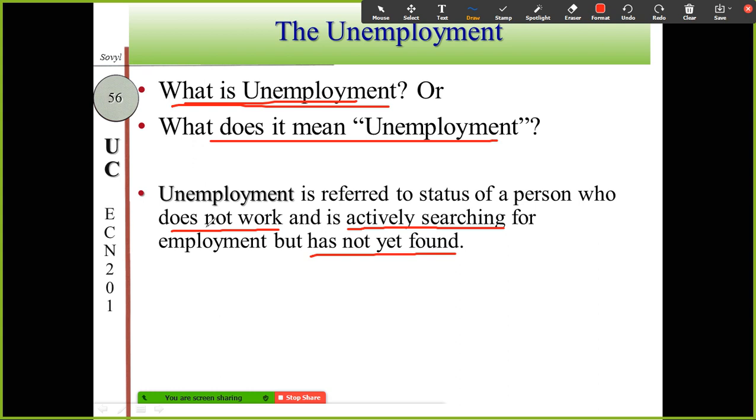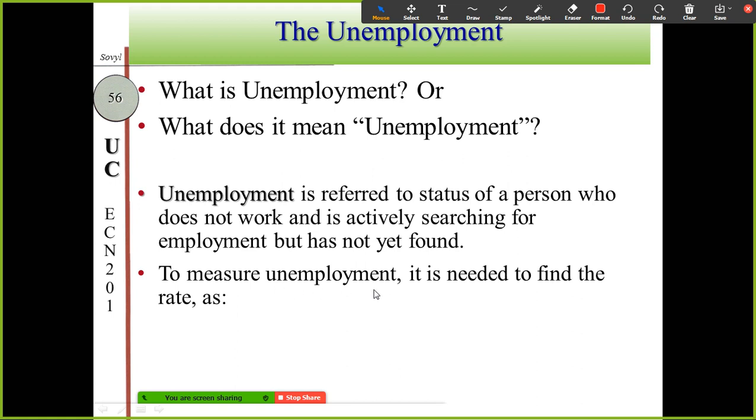In order to get the correct answer for this question, you need to understand that unemployment refers to the status of a person who does not work, doesn't have a job, and tries to find a job very actively, but the job that they apply for or want has not yet come or not yet been found. So this is the meaning of unemployment.